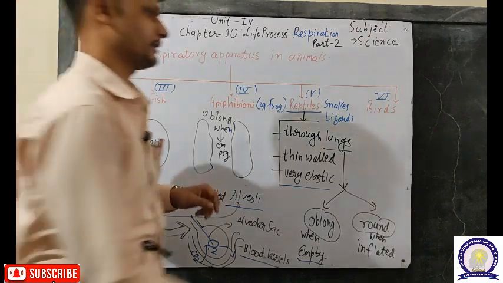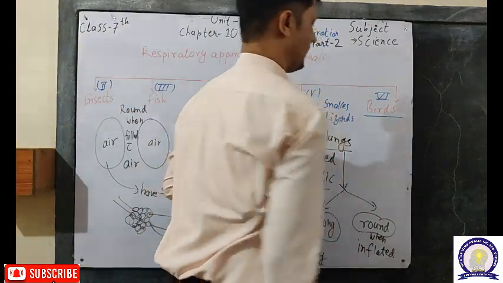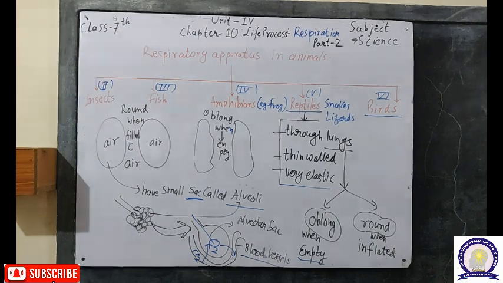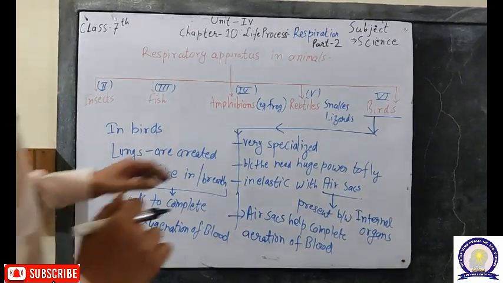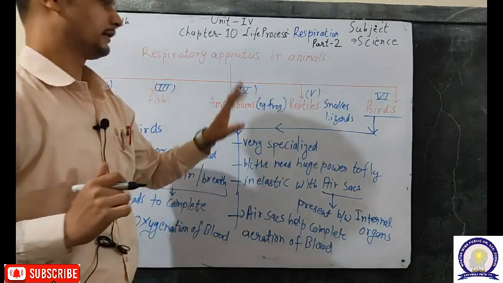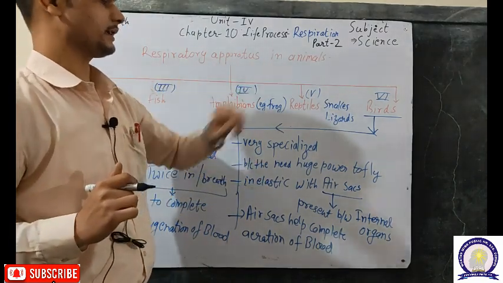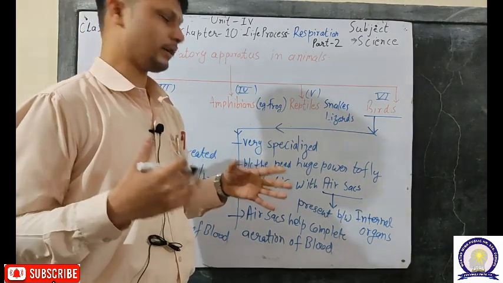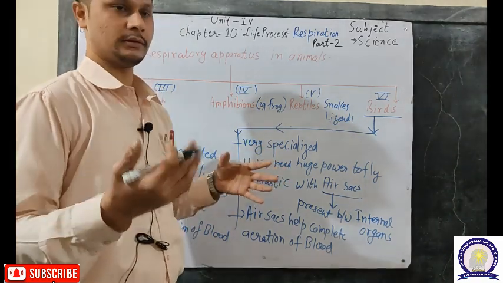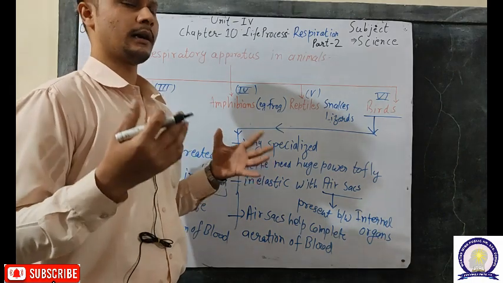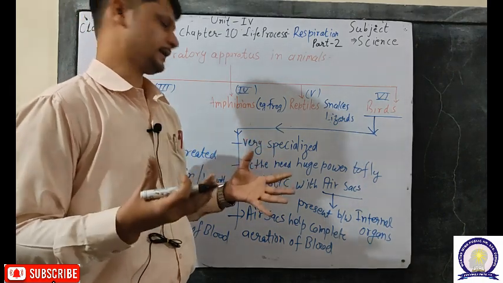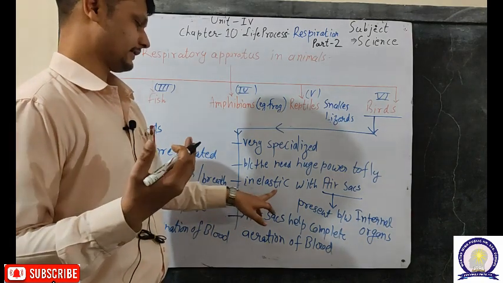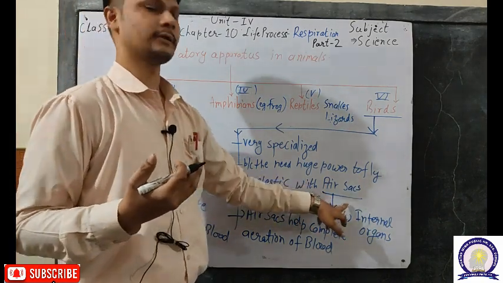Now in the further section, we will discuss the respiratory apparatus of birds. In the case of birds, their respiratory apparatus is very specialized because they need huge power to fly. So they require a greater amount of oxygen compared to other animals. So their lungs are somewhat inelastic, with the presence of air sacs.